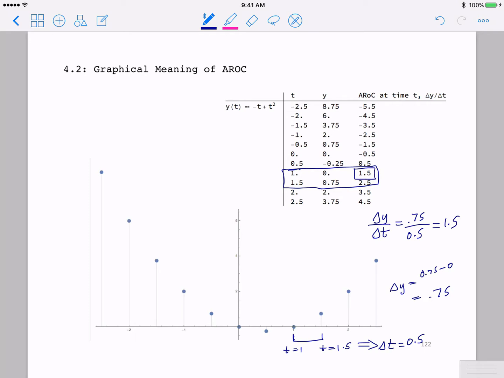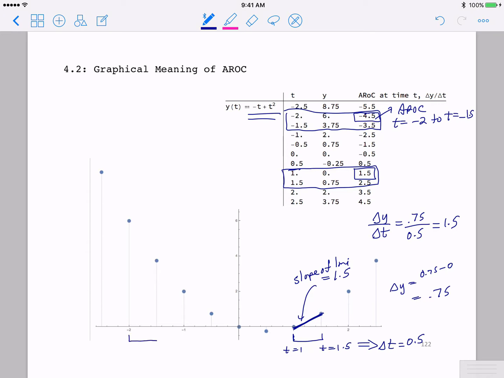What we're seeing in the picture is the rate of change between these two points. Right here there's a little slope of a line, and the slope of that line is 1.5. If we go between these two values, and find the average rate of change of this function, t squared minus t, from t equal to -2 to t equal to -1.5, the answer you're going to get is -4.5.